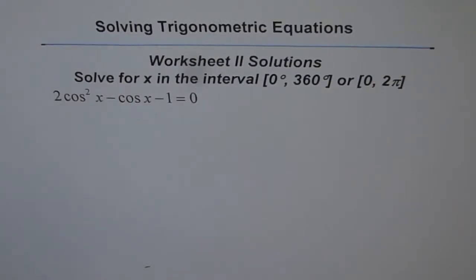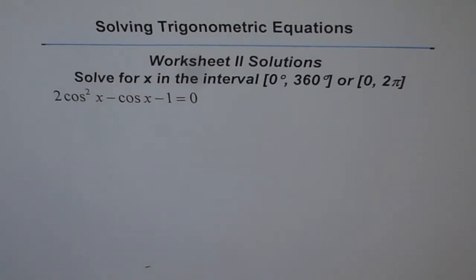Solving trigonometric equations. Worksheet 2 solutions. Solve for x in the interval of 0 to 360 degrees or 0 to 2 pi. Well, this is the very first problem from the worksheet 2, and you will notice that all the 6 problems here are kind of quadratic equations, right?